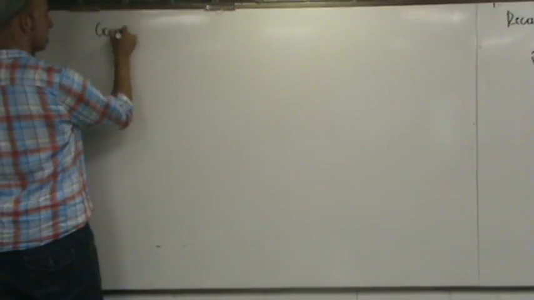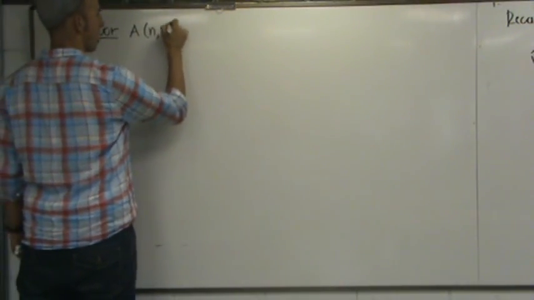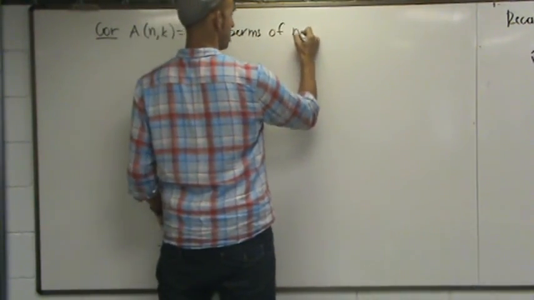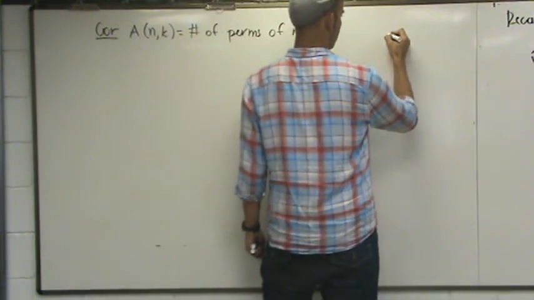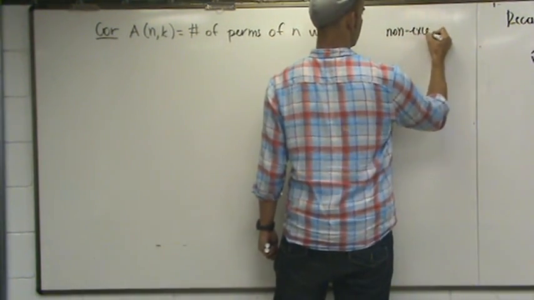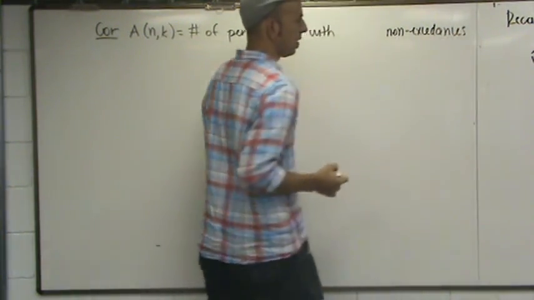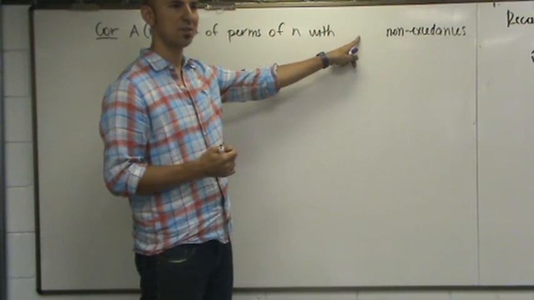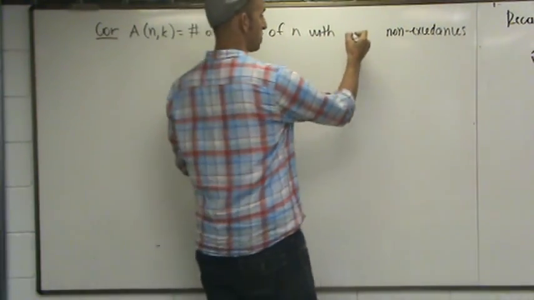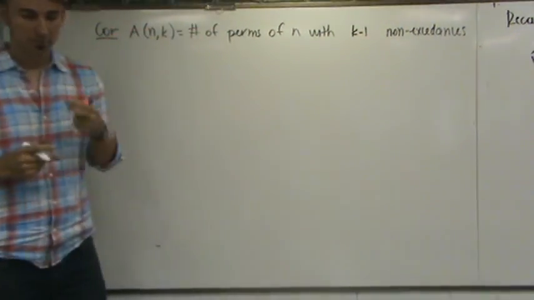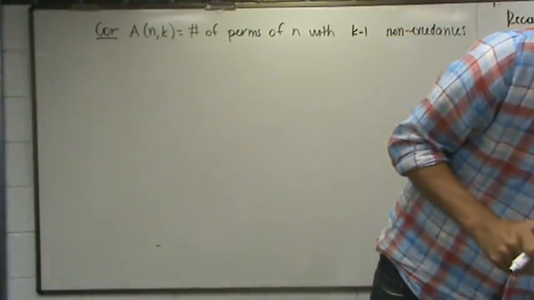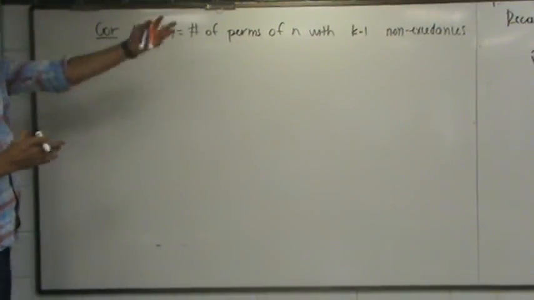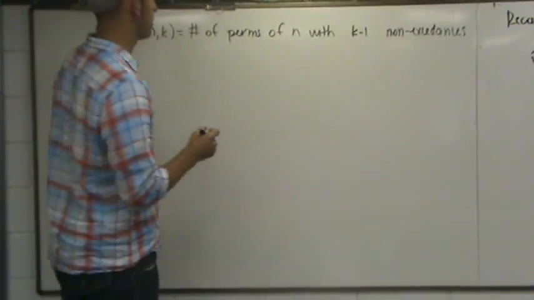The corollary that I get is that A of n,k is also the number of permutations of n with this many non-exceedances. I forgot, did I have k descents or did I have k minus 1 descents? Is it k minus 1? So then I should put k minus 1 here also. That's the corollary of what happens here.